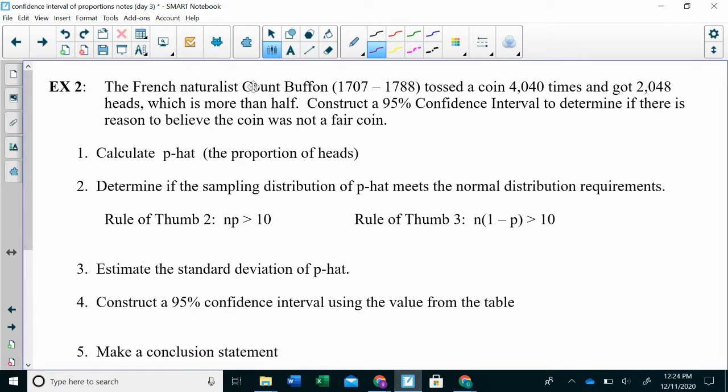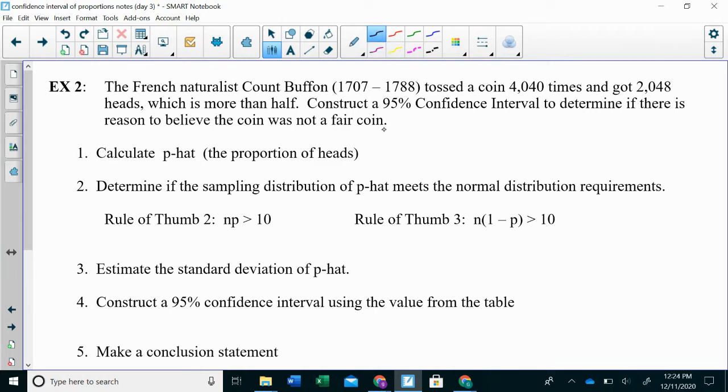So the French naturalist Count Buffon tossed a coin 4,040 times and got 2,048 to land heads up, and that is more than half. And we should know that if we flip a coin, in the long run the probability of it landing heads up should be 50% or 0.5. This time, Count Buffon got more than that. So construct a 95% confidence interval to determine if there is a reason to believe the coin was not a fair coin. So this process: calculate p hat, the proportion of heads up.